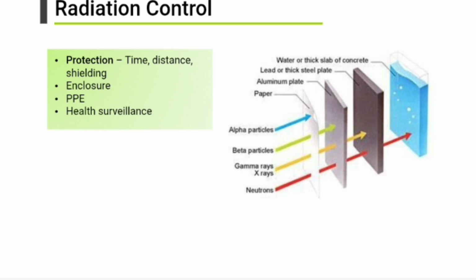Additionally, the use of personal protective equipment, PPE, designed to block or reduce radiation exposure is crucial. Regular health surveillance of individuals working in radiation-prone environments helps monitor and address any potential health impacts. Implementing these control measures ensures a comprehensive approach to safeguarding individuals from the adverse effects of radiation in occupational settings.